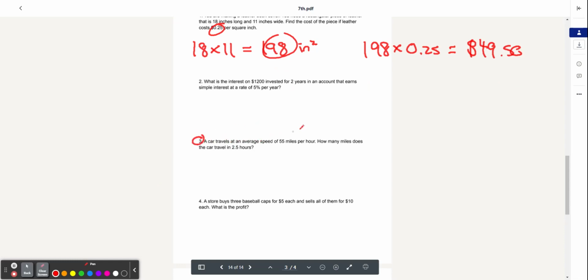Let's try 3. A car travels at an average speed of 55 miles per hour. How many miles does a car travel in 2.5 hours? So we're given the speed and we're given the time. So all we need to do is just multiply the speed and time. So 55 miles per hour times 2.5 hours. If you multiply them together, the hours cancel out and we get the number of miles. So 55 times 2.5 is 137.5 miles. So if the car is traveling at this speed, 55 miles per hour, for 2.5 hours, the car will travel 137.5 miles.